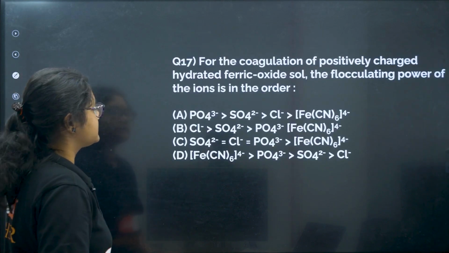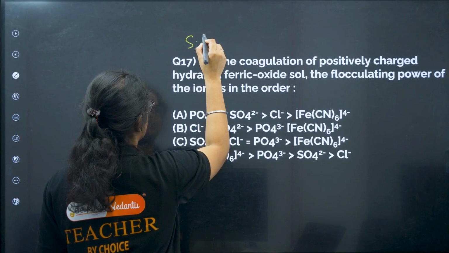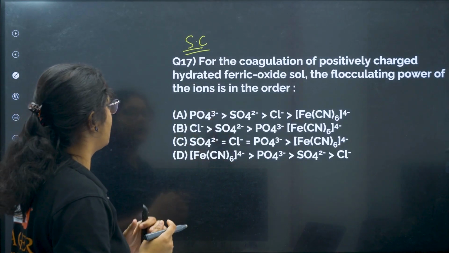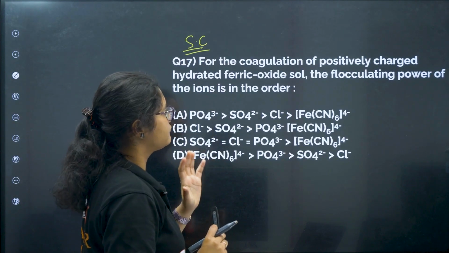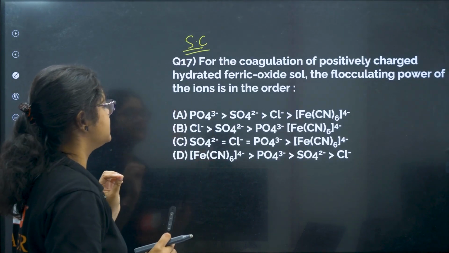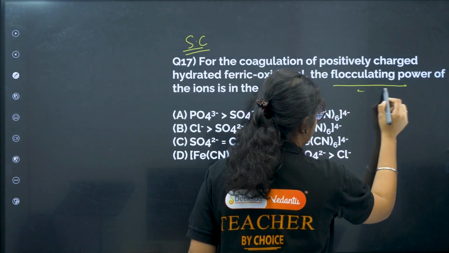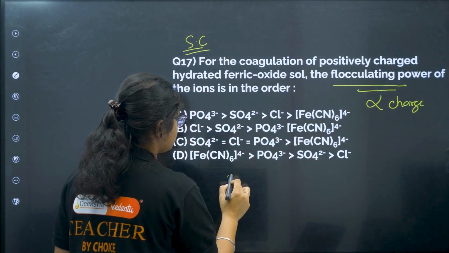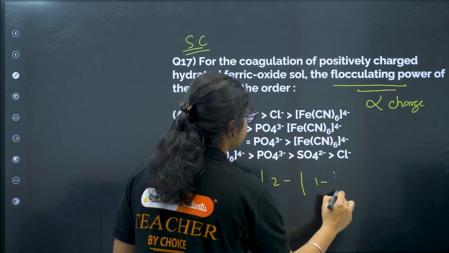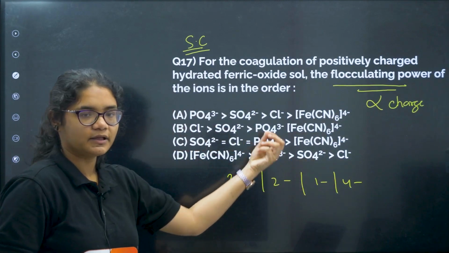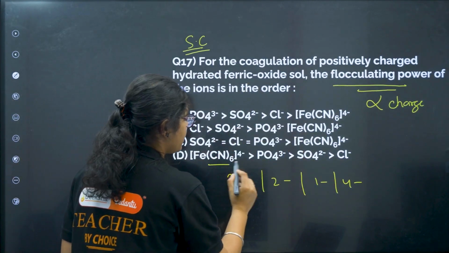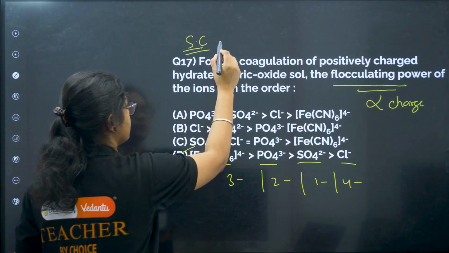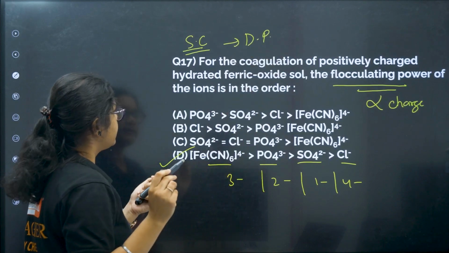Let us go to the next question. This is also from your surface chemistry chapter. For the coagulation of positively charged hydrated ferric oxide sol, the flocculating power of the ions is in the order. Flocculating power is proportional to the charge. Now if you see here, there is 1 3 minus charge, 1 2 minus charge, 1 minus and 4 minus. The more the charge, the more the power to coagulate. So that is why 4 minus, 3 minus, 2 minus, 1 minus. Correct answer is option number D. Again, this is from the deleted portion. Now let us go to the next question.